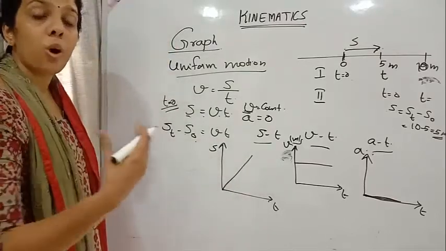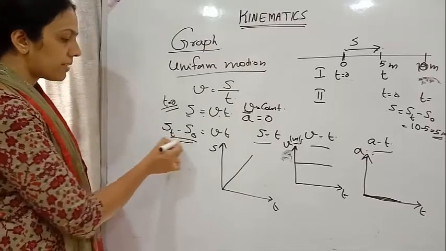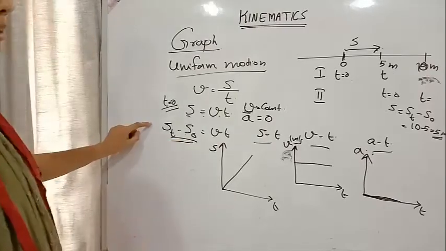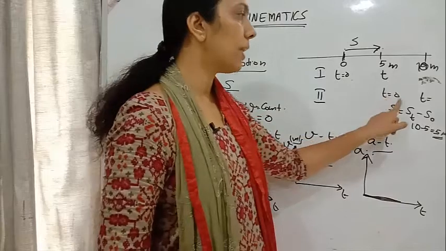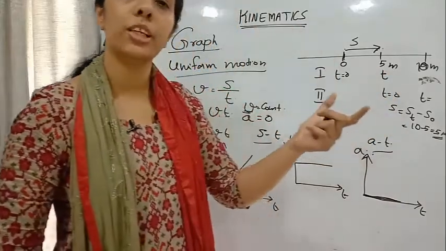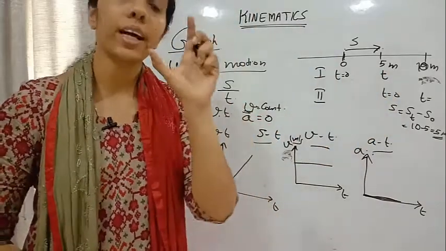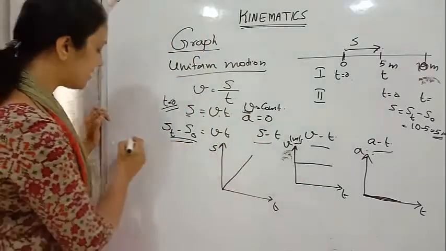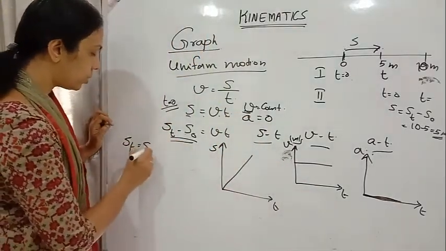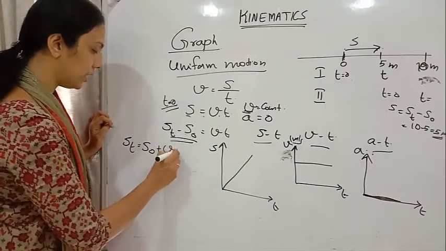Suppose it is not at the origin, and here I am considering this equation. If when we start our observation the object is not at the origin, then St I can write as equal to S0 plus Vt.